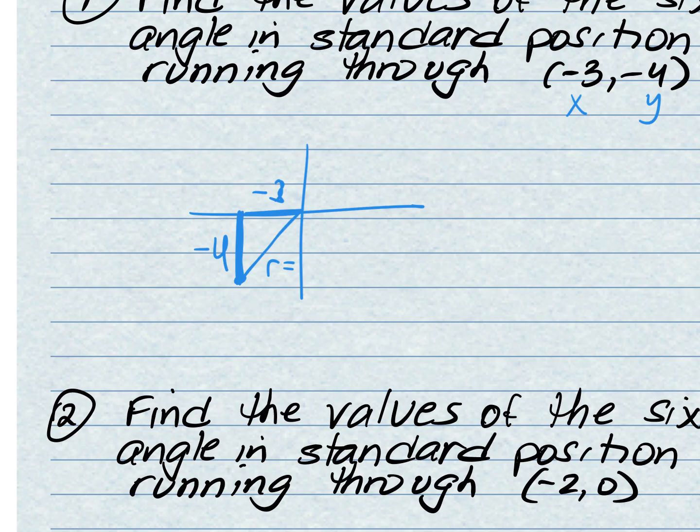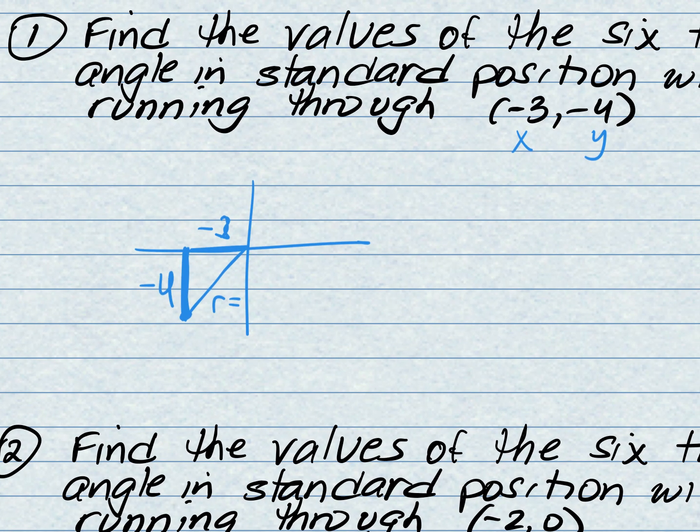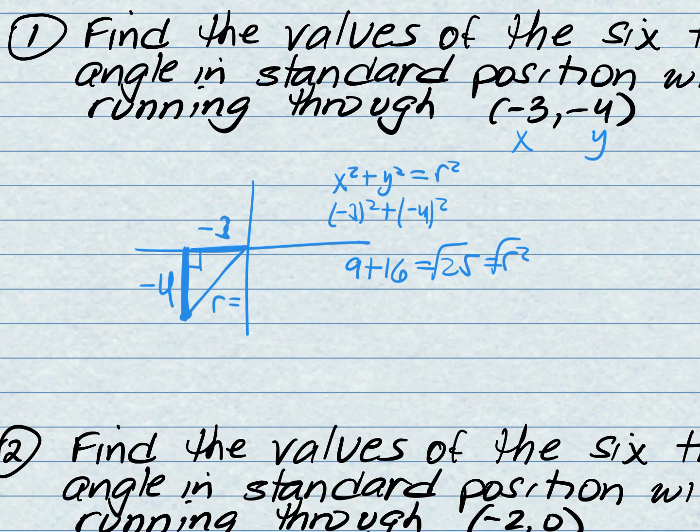So remember, this is the section where we relate SOH CAH TOA, and our trig functions to x, y, and r. R, we're just going to get using the Pythagorean theorem, right? This is a right triangle. I can say that this is x squared plus y squared equals r squared. X is -3. -3 squared plus -4 squared, that's going to get you 9 plus 16 equals 25. And when you square root both sides, you get r is 5.